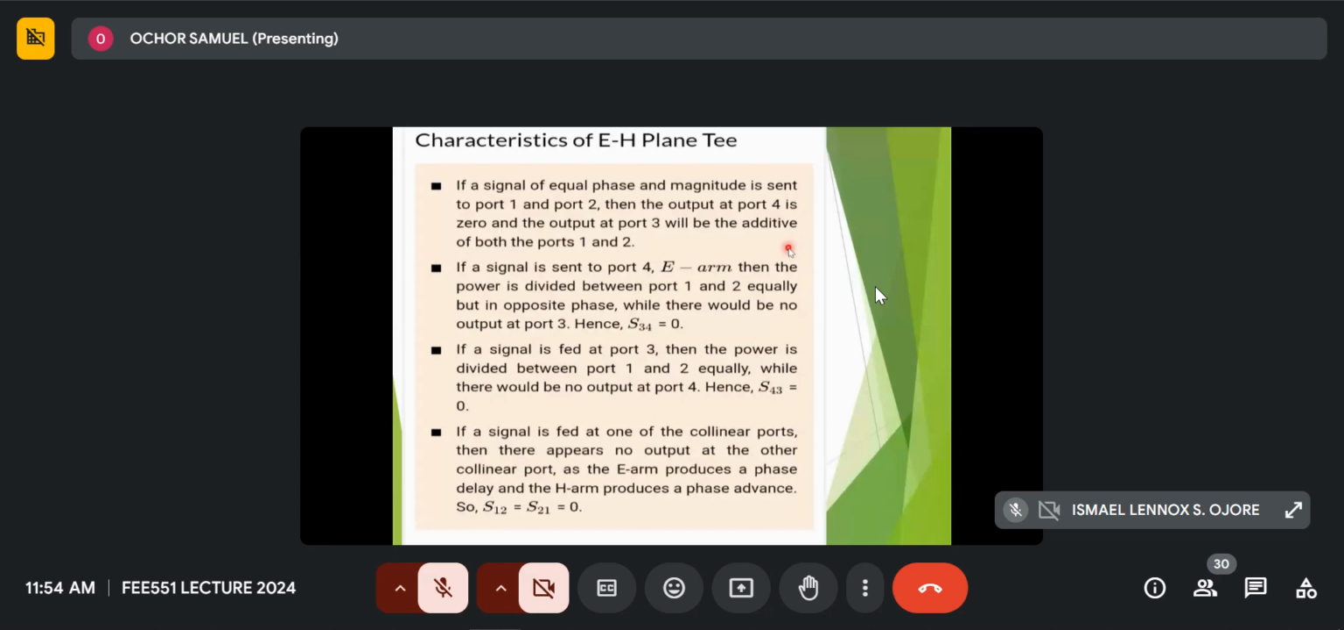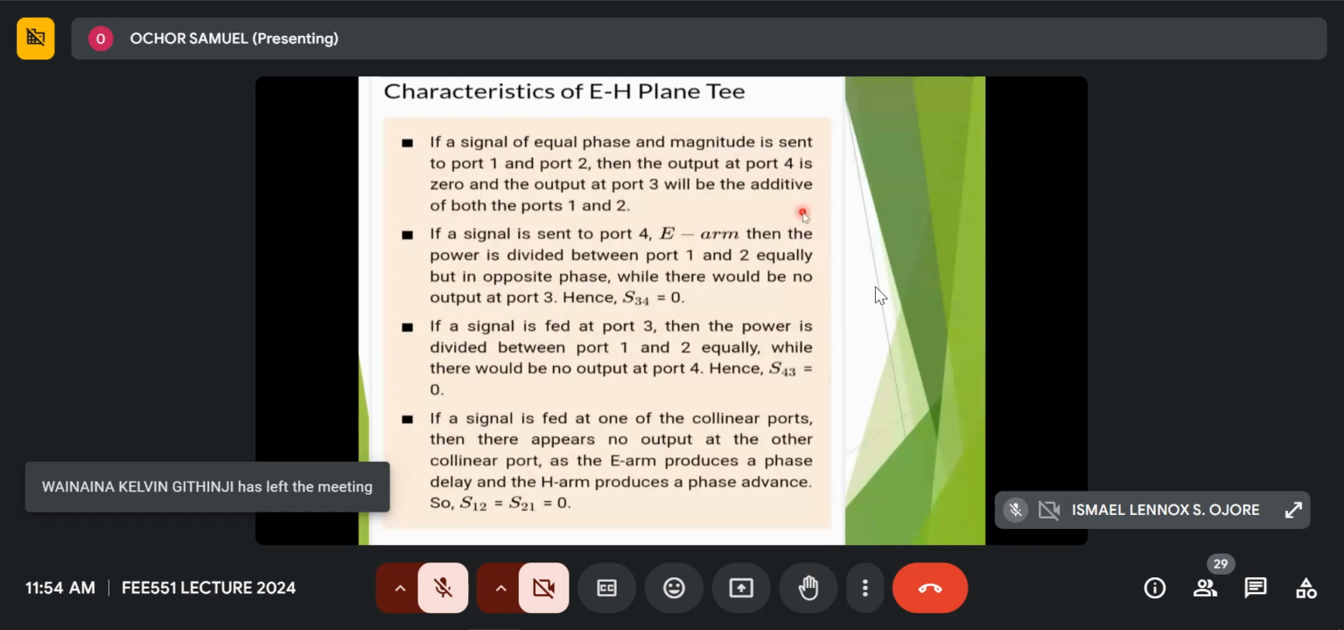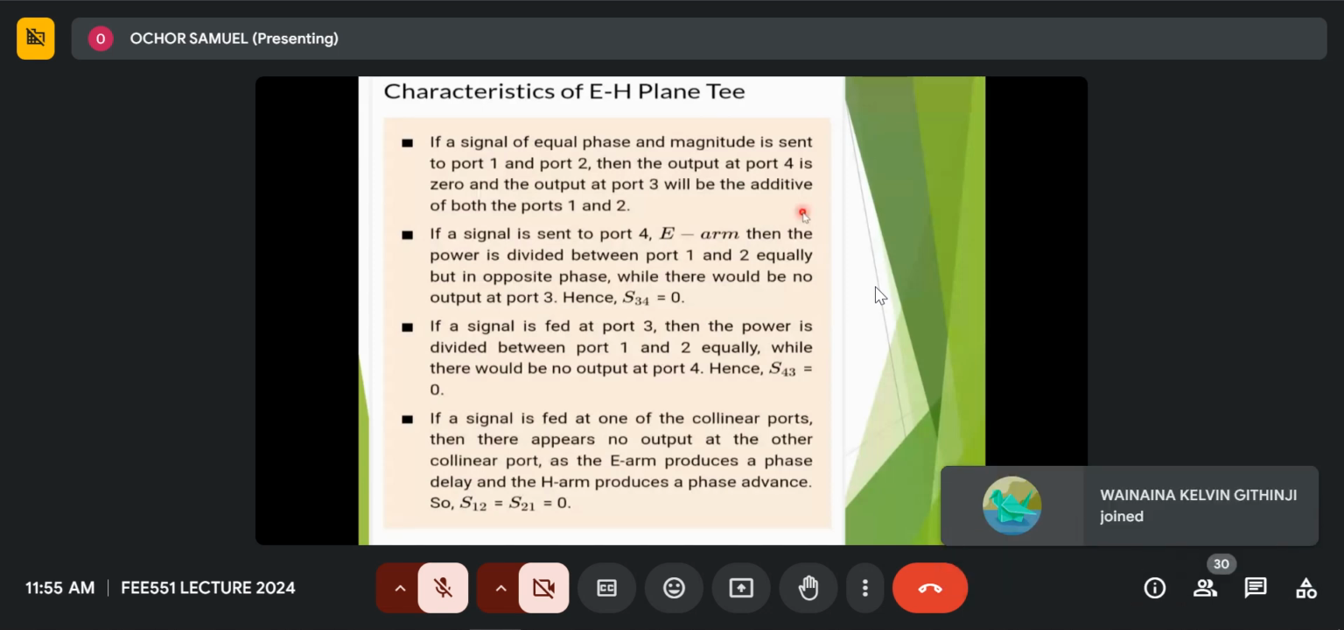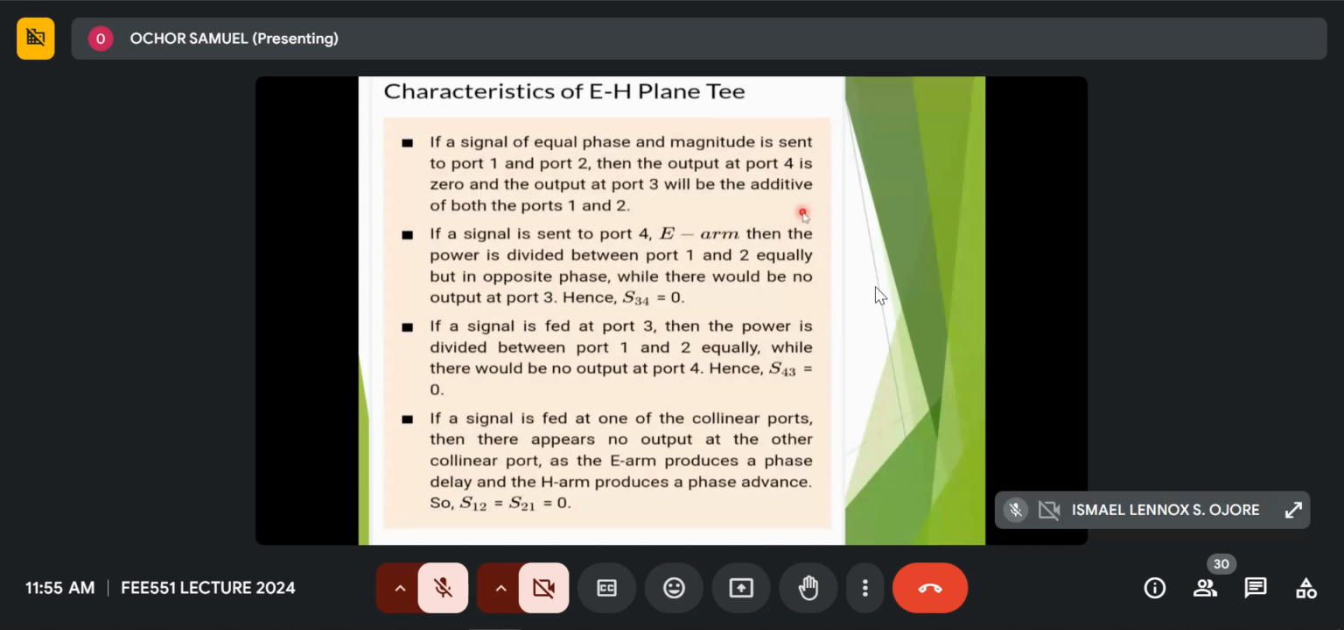2 ports can be the input and the other one an output, or one could be the input and the 2 could be output. But at one given time, one of the ports will be isolated. Now, if we use input and let it go out through the E arm, the E arm always subtracts, and the H arm always adds. That's the long and the short of it all.